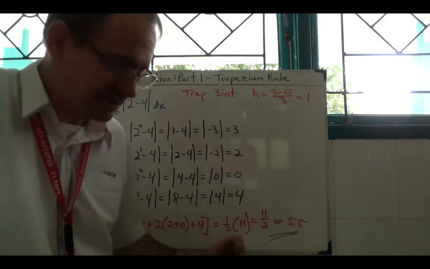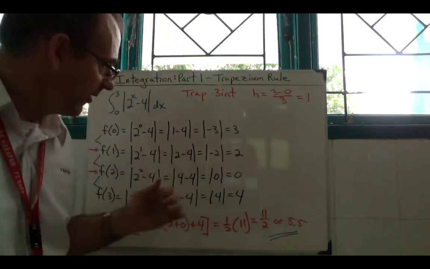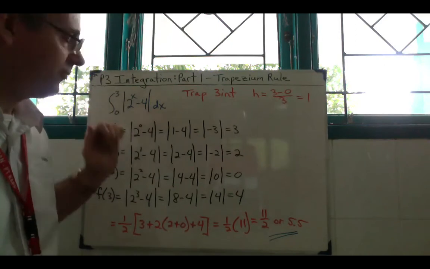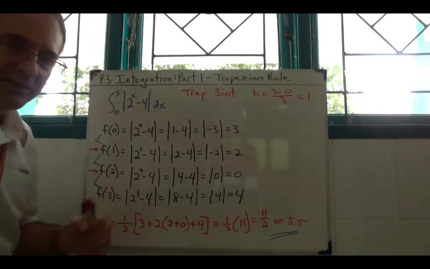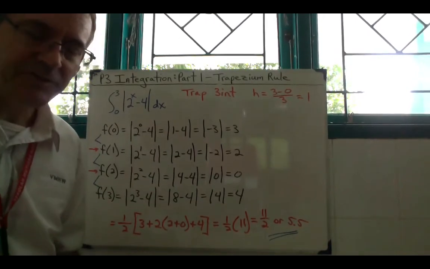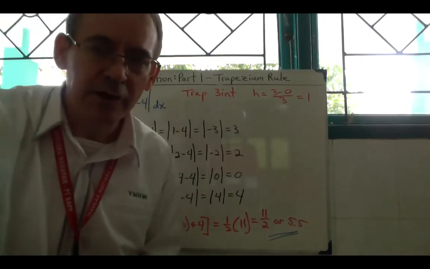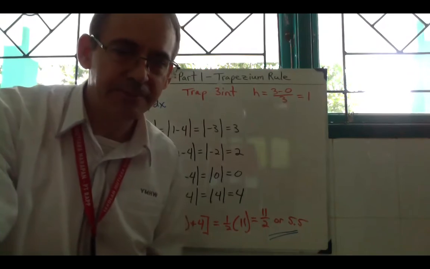This is an approximation of the area under this curve from 0 to 3 on the x-axis. Okay, so that's how we do the trapezium rule. I've got a couple more practice problems for us here. Okay, let's look at our next question here.